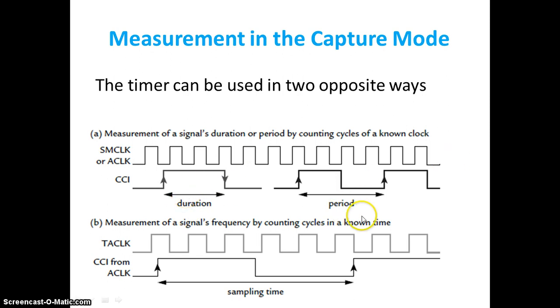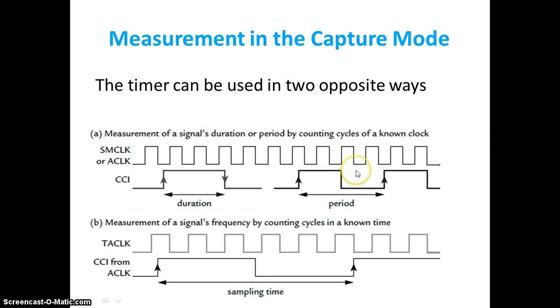Then we have another application. Here I want to identify the time period of a signal. If I want to identify the time period of a signal, I capture on the rising edges of the signal. At that time I am going to get the count. In the same scenario, take the count difference, multiply with the timer clock time period, and you are going to get the total time.